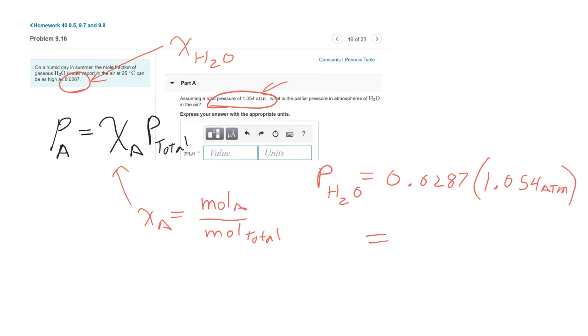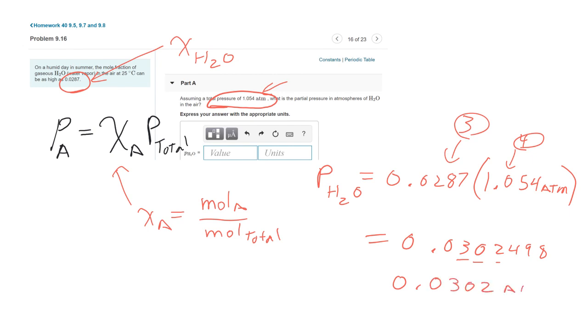So we punch that into our calculators and we wind up with 0.0302498, and we've got 4 sig figs there. It looks like 3 sig figs there. So our answer should have 3 sig figs. 1, 2, 3. 0.0302 atm. That's it for that one. Now let's take a look at the next one.